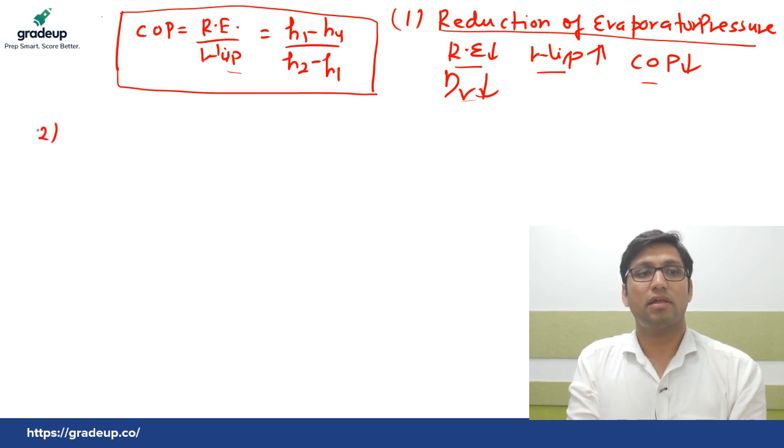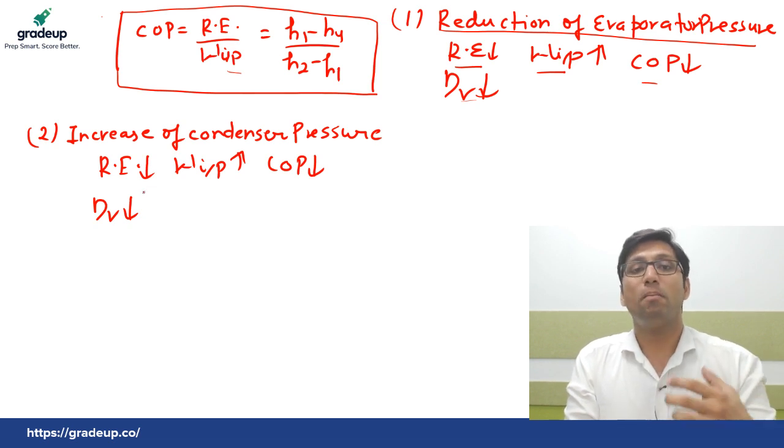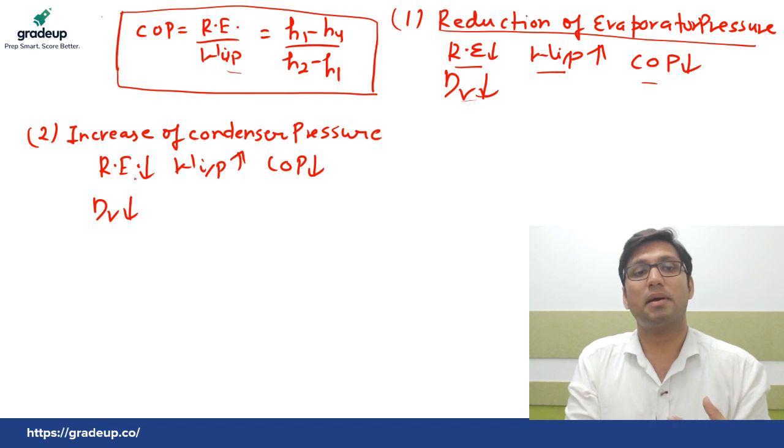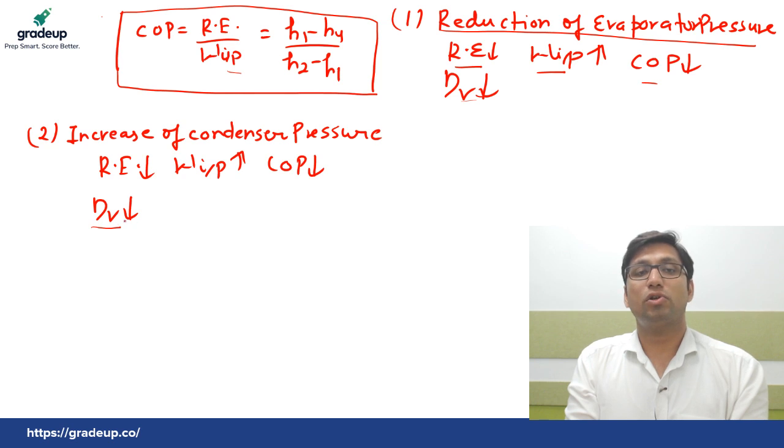Okay, second effect is increase of condenser pressure. If you increase condenser pressure, then what will happen to the COP? Refrigeration effect will reduce, work input will increase, COP will reduce, and volumetric efficiency will also reduce. If volumetric efficiency is reduced, more mass of refrigerant has to be supplied into the evaporator. Okay, so volumetric efficiency should not decrease. Okay, third effect is effect of superheating. What is the effect of superheating?